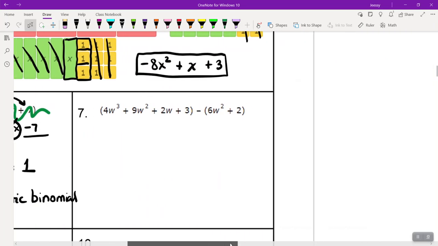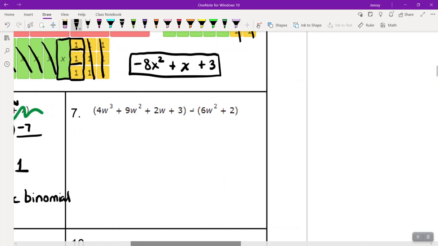All right, so let's see if you were paying attention. What are we going to do with this negative sign? Distribute it. All right, so negative 6w squared minus 2. Now, I don't feel like rewriting all those 4 terms. Clear?